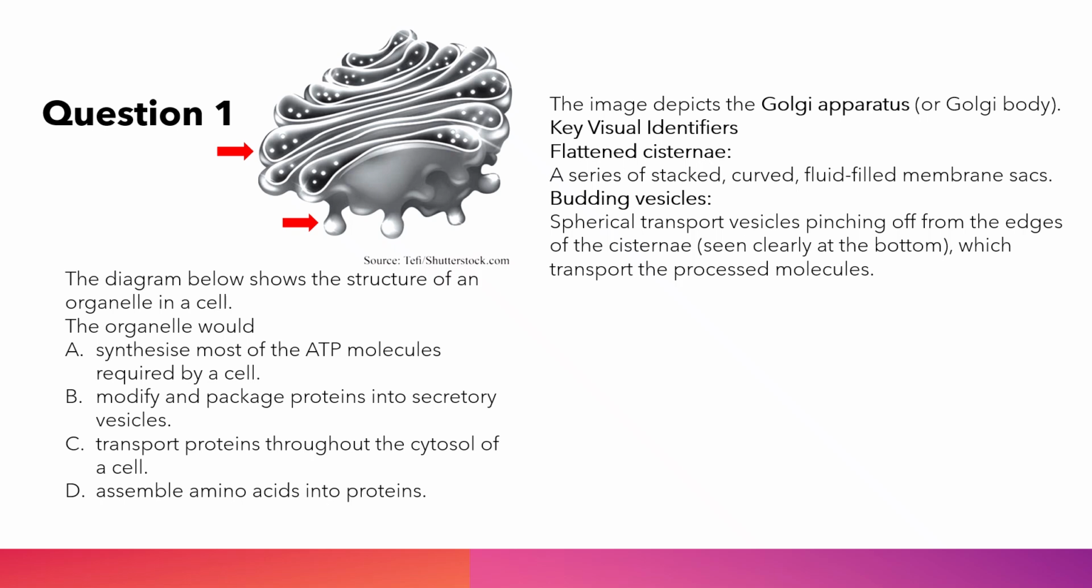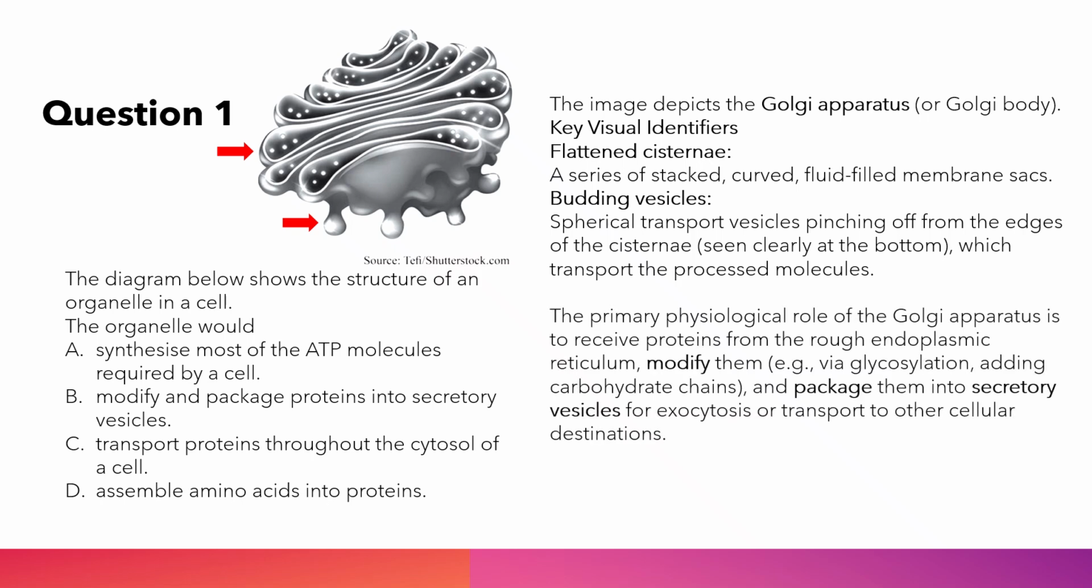The primary physiological role of the Golgi apparatus is to receive proteins from the rough endoplasmic reticulum, modify them, such as via glycosylation, adding carbohydrate chains, and package them into secretory vesicles for exocytosis, or transport to other cellular destinations. The correct answer is B. Modify and package proteins into secretory vesicles.